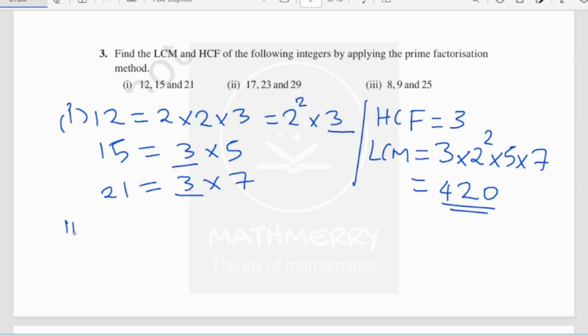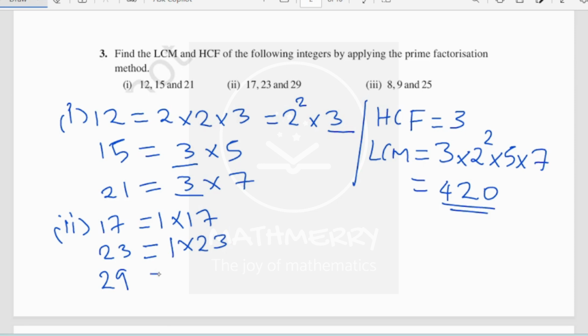Now about the second question, it's 17, 23 and 29. So 17 is a prime number, so we can write it as 1 into 17. There are no other factors. 23 also is a prime number, so we can write it as 1 into 23. And 29 is also a prime number, so we can write it as 1 into 29. So in all the three, the only common factor is 1. So here the HCF is equal to 1.